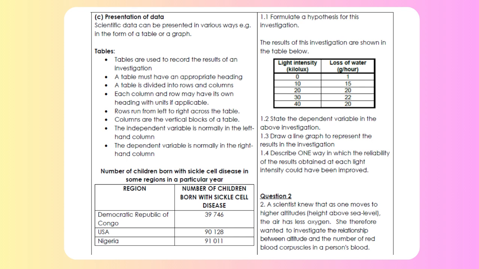Question 2. 2. A scientist knew that as one moves to higher altitudes, height above sea level, the air has less oxygen. She therefore wanted to investigate the relationship between altitude and the number of red blood corpuscles in a person's blood.